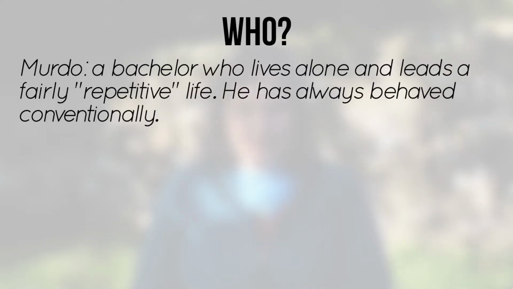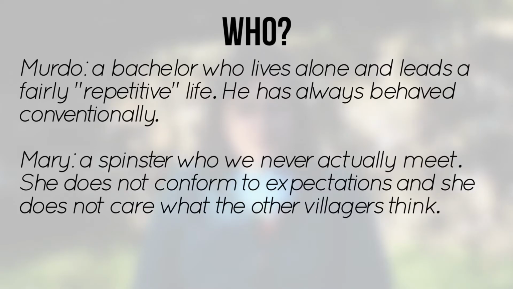Too much excitement. There is also another important character in this story, a spinster called Mary. Although we never actually meet Mary, through Crichton Smith's skillful characterisation, we learn enough about her to establish that she does not conform to the expectations of the other villagers, and that their suspicion and disapproval of her unconventional behaviour doesn't bother her one bit. Murdo suspects Mary of having painted his door red because he has observed that she is an independent and creative spirit.